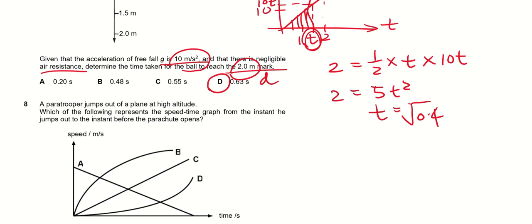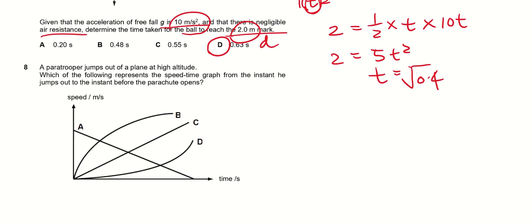Now, a paratrooper jumps out of a plane at high altitude. Which of the following represents a speed-time graph from the instant he jumps out to the instant before the parachute opens? Of course A is not correct, because when he jumps out, the speed is 0. So it's either B, C, or D.